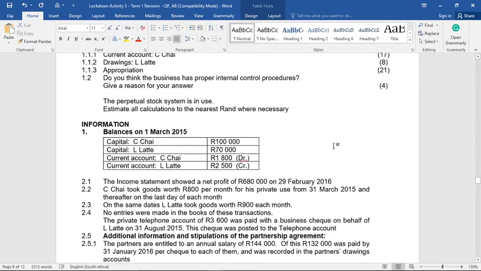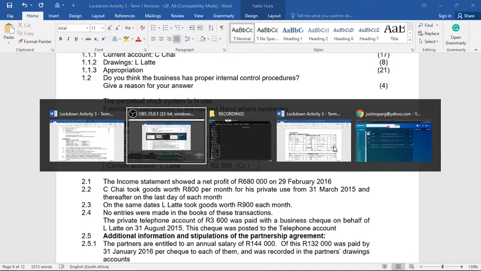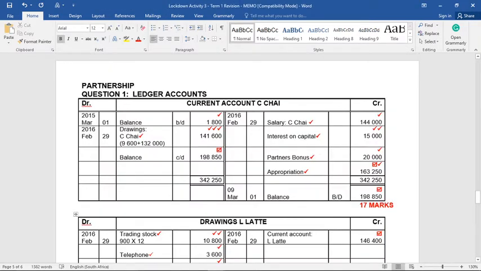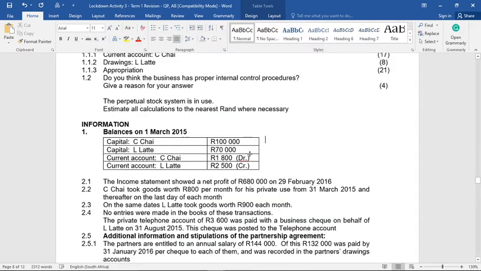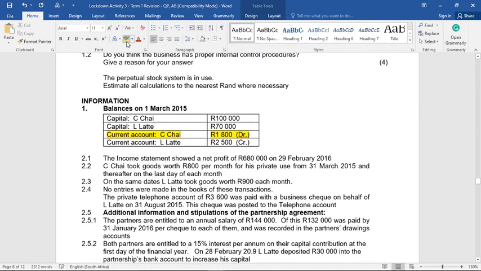We're asked for the current account of C Chai. So as always, I'm just going to reveal the answers as we go in yellow. So the opening balance of the current account of C Chai is what we're going to start our answer with. 1,800 Rand debit side. Why debit side? Well, why is debit side not so great? It means that person has overdrawn their current account from the previous year. Okay, so there's some marks already. We've opened our current account for Chai.